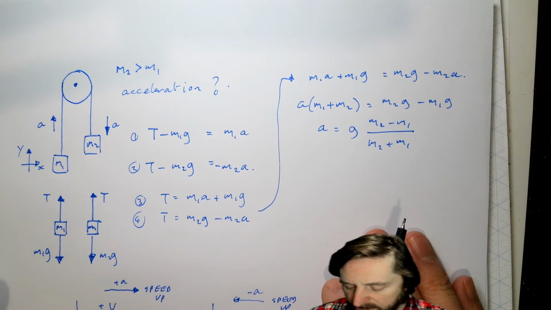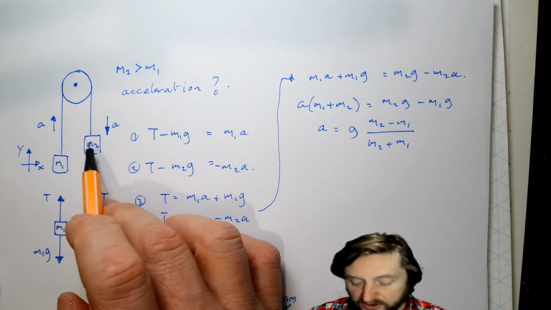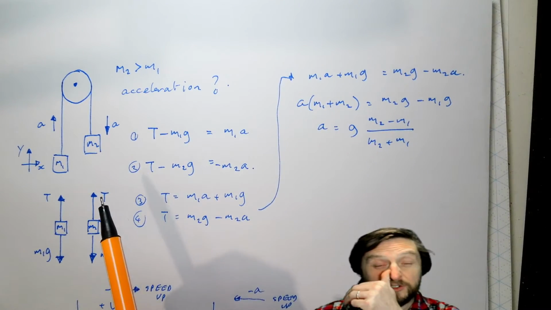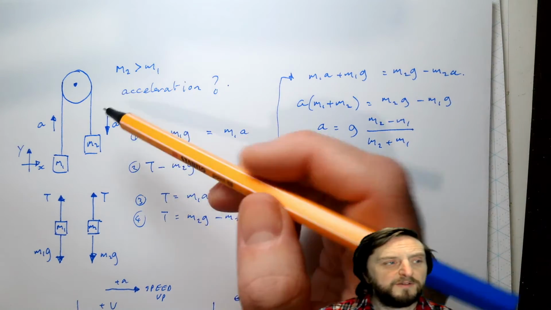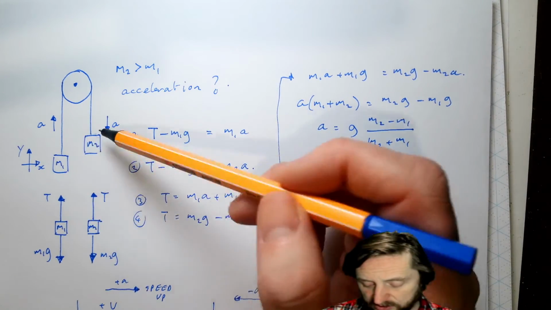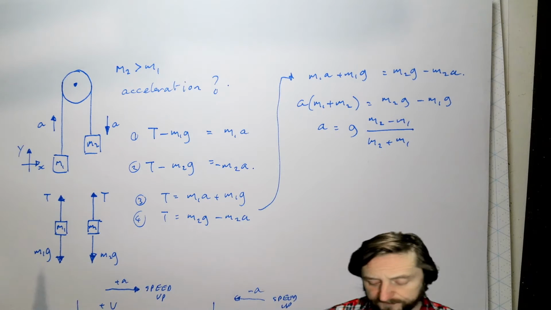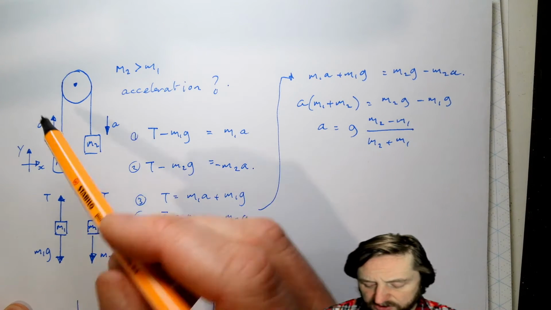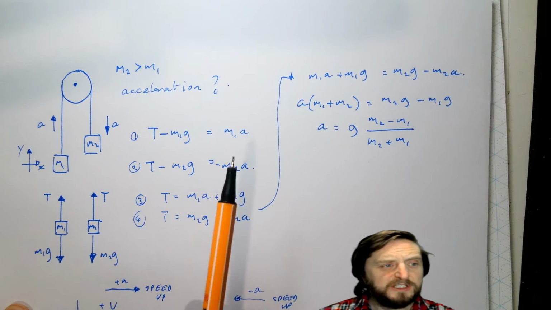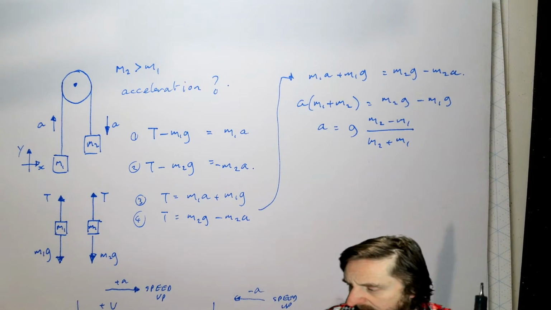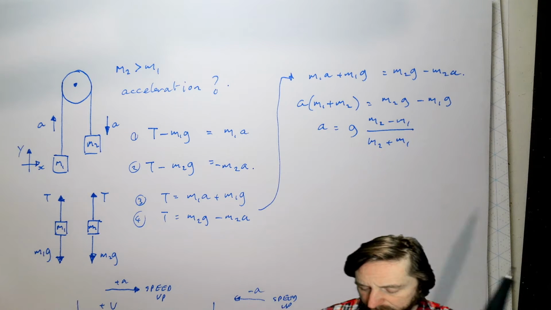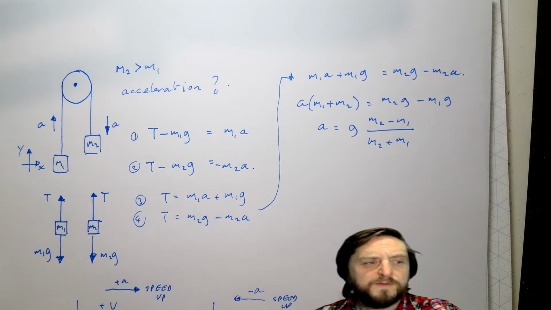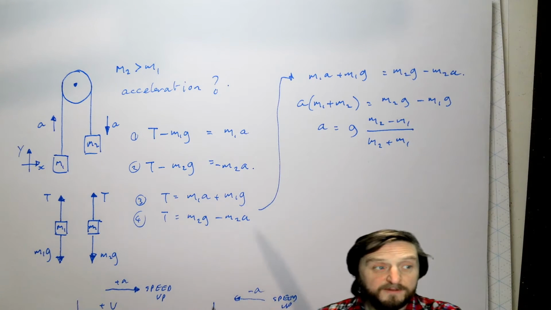A couple of things in there. So we have a constraint, which is the string, sometimes called the string constraint. It basically says that the string means that the two things are connected, so they have the same acceleration. As I mentioned, we'll come to situations where the tensions are actually different between them, but that isn't important right now.